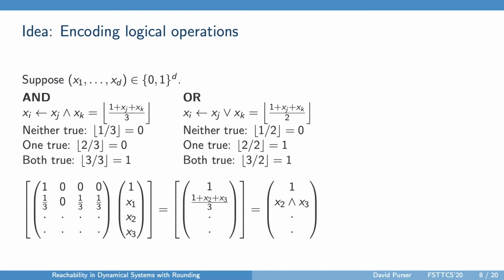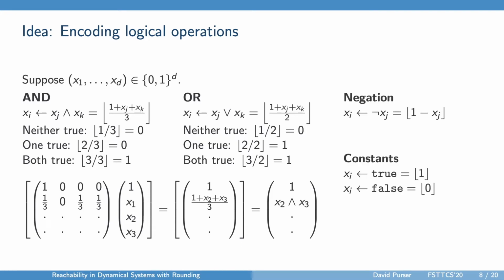Similarly, we can implement OR. Instead of using a third, we can use a half, and this means if neither are true, we get a half, which rounds to 0. If either are true, but not both, we end up with 2 halves, which rounds to 1, i.e. true. And if both are true, we end up with 3 halves, which rounds back to 1, i.e. true. Similarly, we can also implement negation and constants.